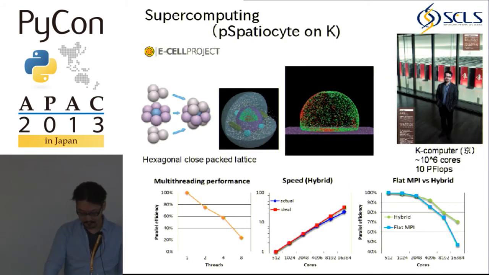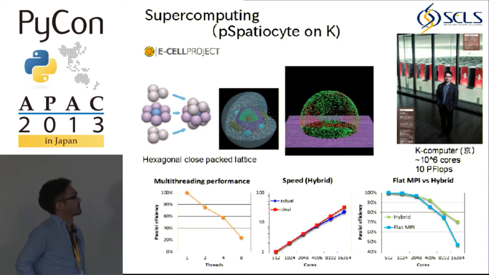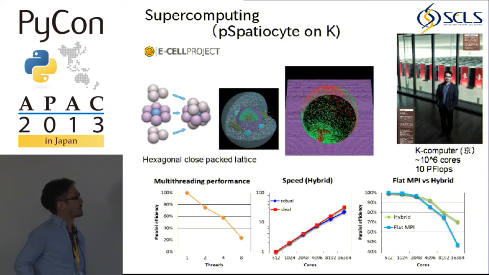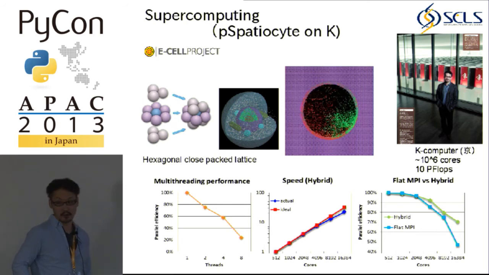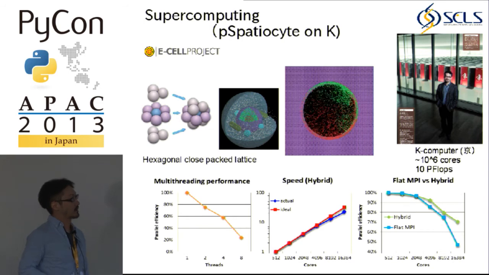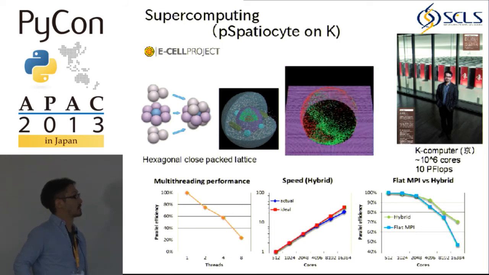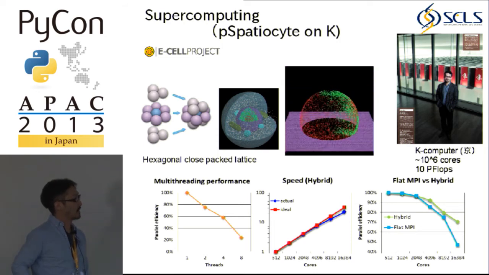So here I'd like to say a few words on supercomputing. We have a computer called K in Kobe. This is one of the fastest supercomputers in the world. This has millions of cores and is a 10 petaflops computer. So on this machine, we are trying to run the E-Cell system. And there are some different types of components we have in the E-Cell system.